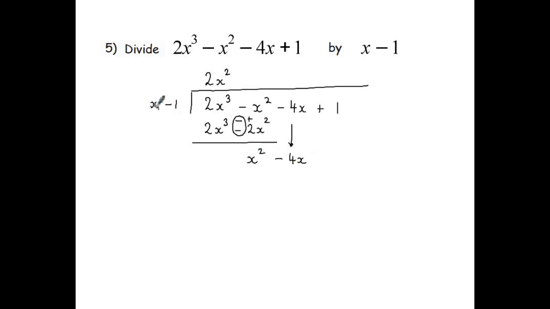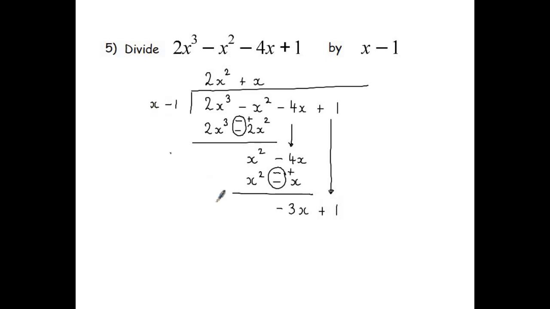So x squared divided by x gives you plus x, times out, so x times x gives you x squared, x times minus 1 is minus x, and subtract. So x squared take away x squared is 0, minus 4x take away minus x. So again, these two minuses make a plus, so minus 4x plus x gives you minus 3x, and drag that plus 1 down, last go.